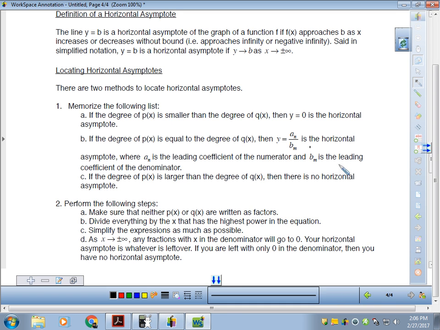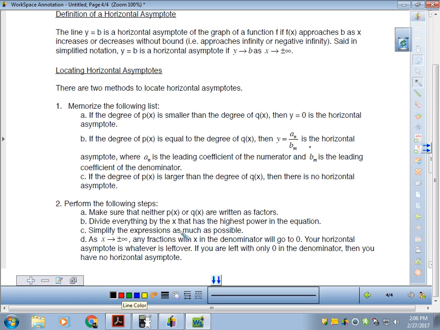And then C, if the degree of p of x is larger than the degree of q of x, if the degree on top is bigger than the degree on bottom, then there is no horizontal asymptote. So that's the list if you want to memorize it. Now if you don't want to memorize it, well then that's where this process that you see here in number 2 comes in. Okay. So here are some steps you can follow to find horizontal asymptotes.